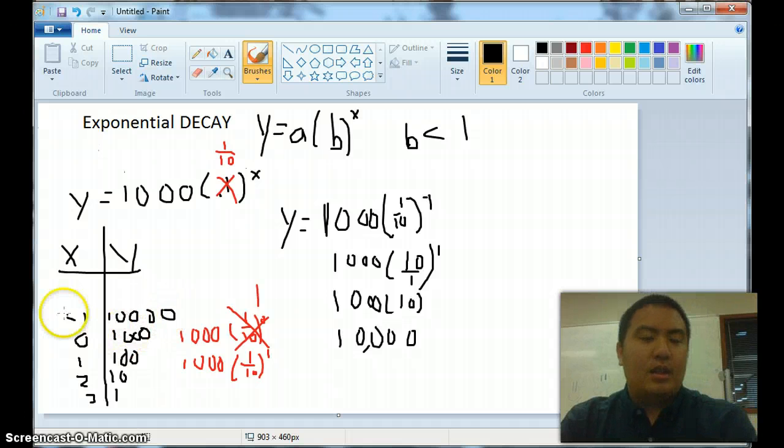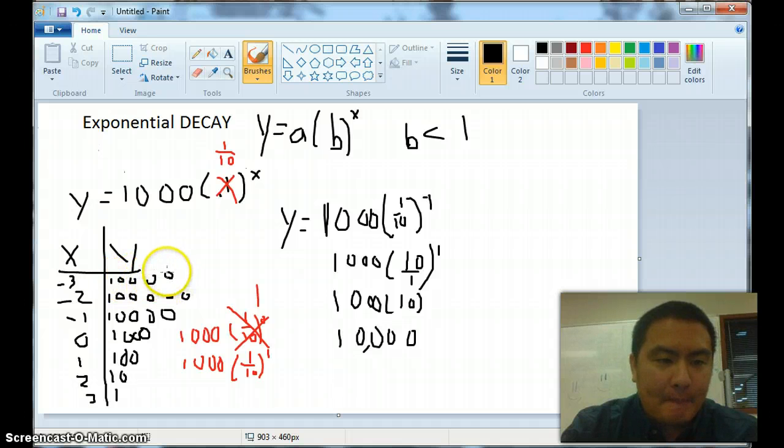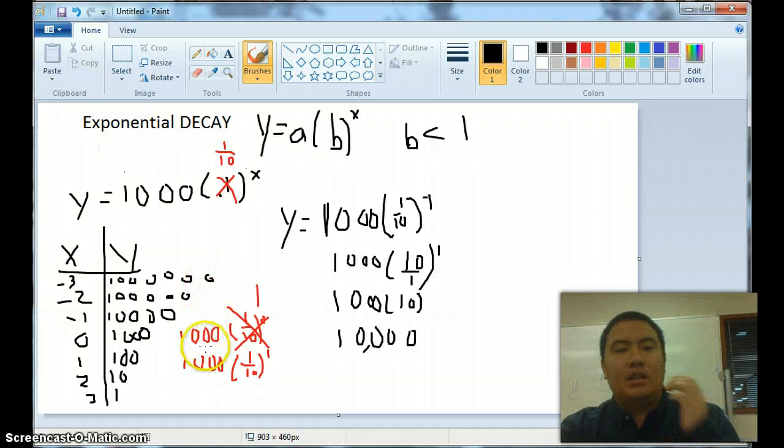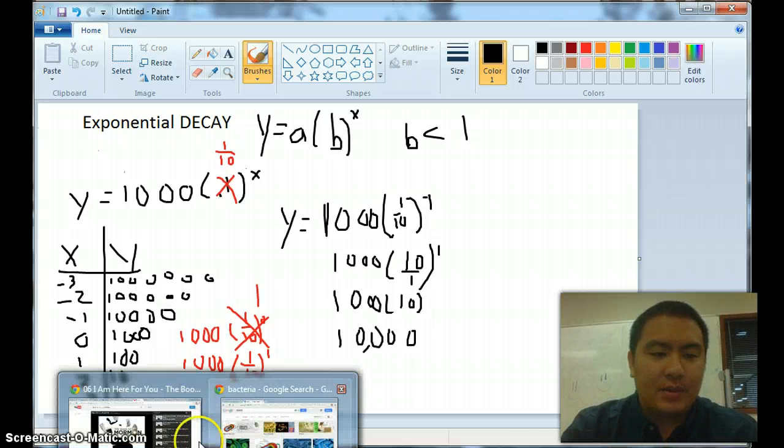Right? And obviously negative 2, if we just kept going back, it would be 100,000. And you guessed it, if I did negative 3, it would be 1 million. Okay. Alright, and this is basically decay. So let's go ahead and try plotting this in Desmos.